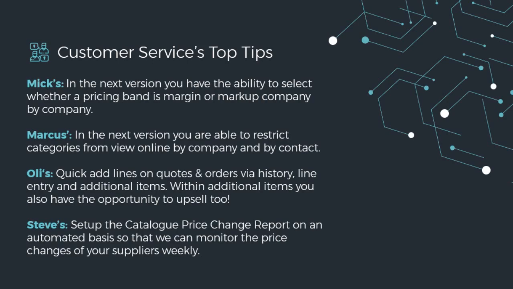Ollie's tip is how to quickly add lines on quotes and orders through the history, line entry and additional items. With the additional items, you have the opportunity to upsell other items that are associated to that product. And then finally, Steve's is basically setting up the catalogue price change report on an automated basis. So we'll explain what that report does and the information that is contained within there. So starting off with the first one, which is Kelly's.